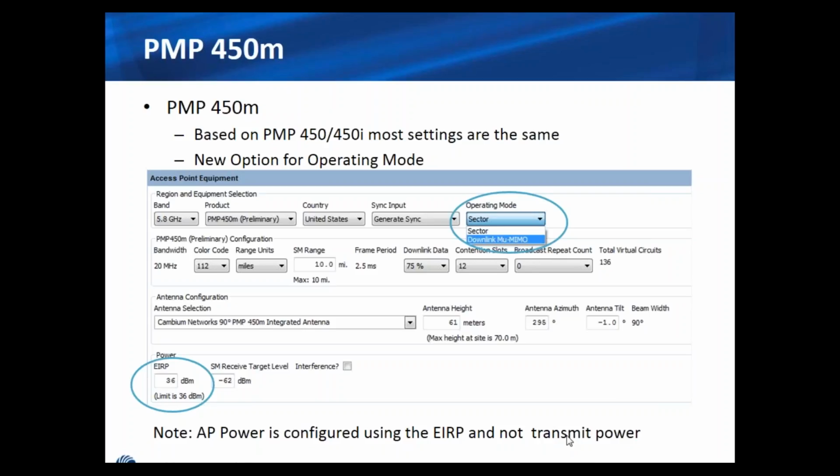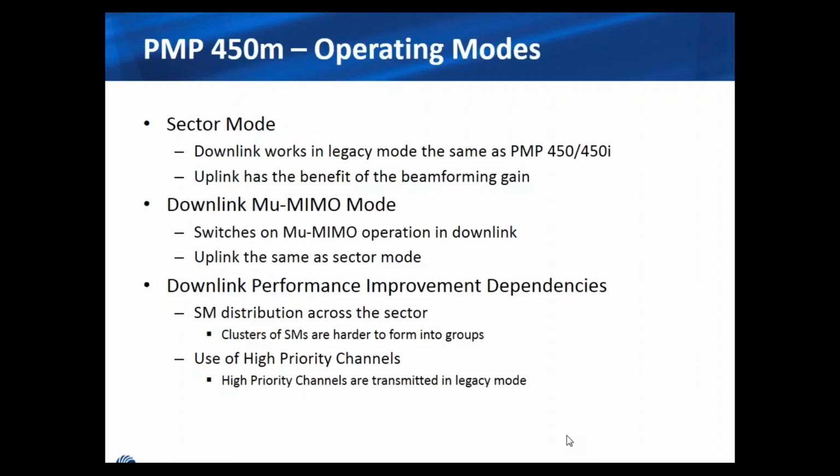We'll just go to the next slide. You can plan the PMP 450M in two ways. In sector mode, the downlink uses the same capacity algorithm as the PMP 450 and PMP 450i, serving a single SM at a time, and for PMP 450M, we are calling this legacy mode.